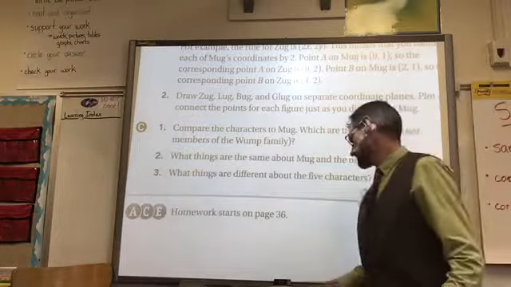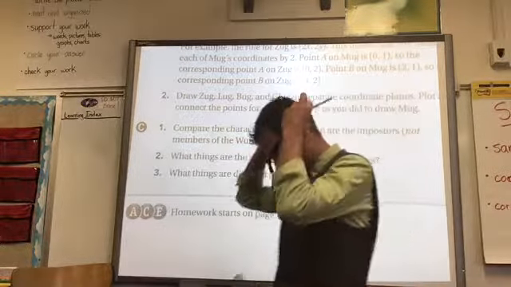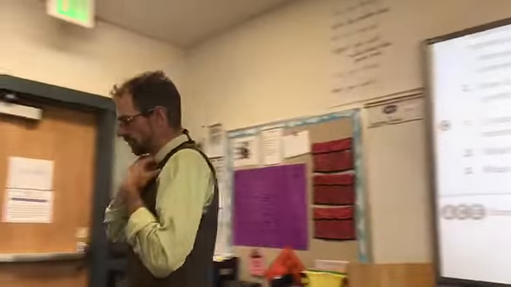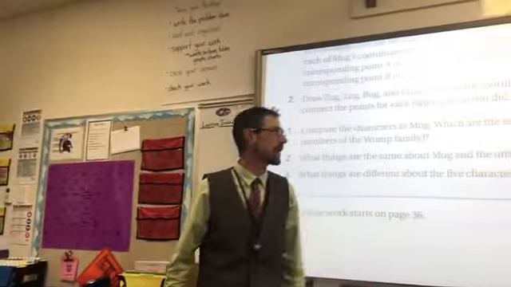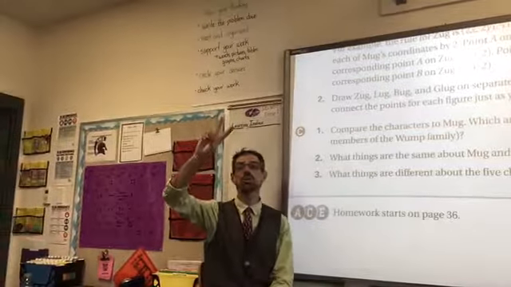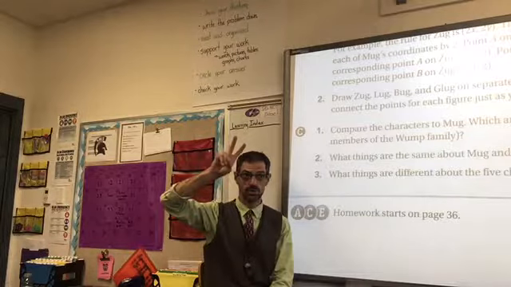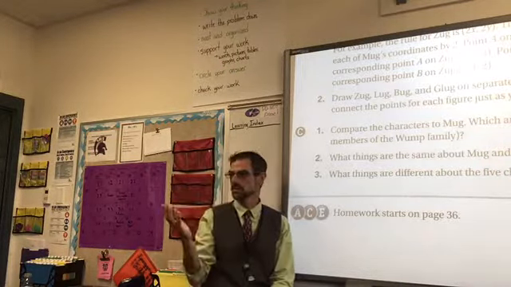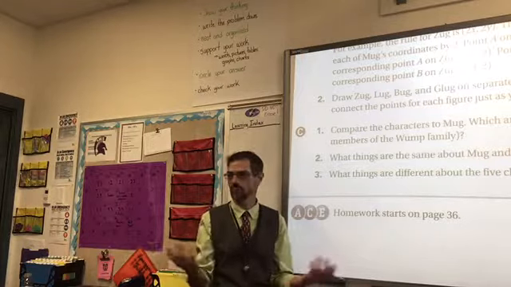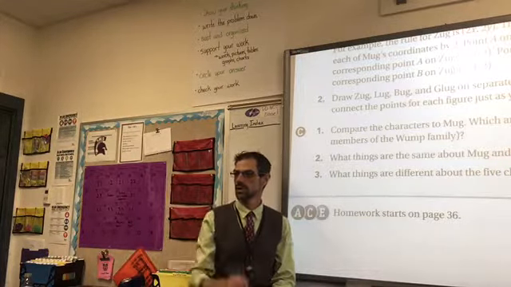So just take a second pause here. So if I'm going to C, I'd like everyone to go to C on page 28. It says, compare the characters to Mug. We're only doing two characters. Okay, we're comparing Mug to Zug and Mug to Lug. So let's compare them. What do we know?